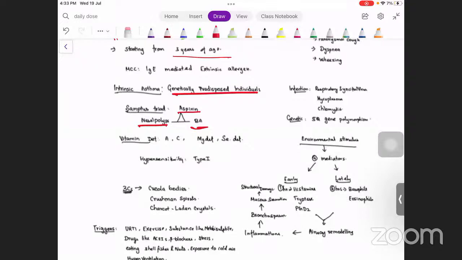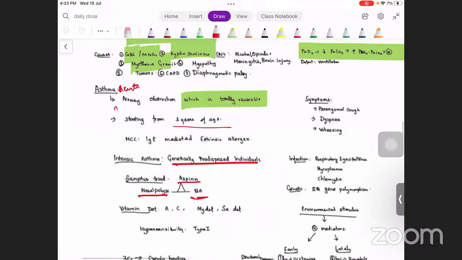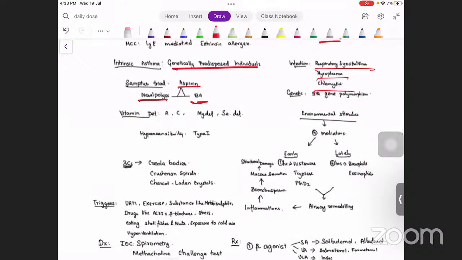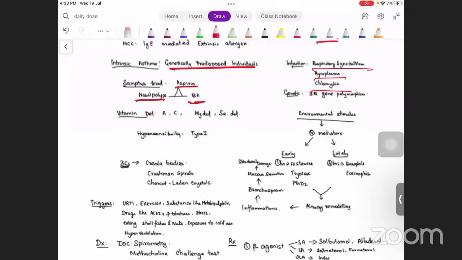Aspirin, nasal polyps, and bronchial asthma are the Samter's triad associated with asthma. And what type of symptoms? Paroxysmal cough, dyspnea, and wheezing. Infection with RSV, mycoplasma, and chlamydia is associated with asthma, and environmental stimuli could be there. Anything that can trigger asthma, which is a severe bronchoconstriction, which is totally reversible.